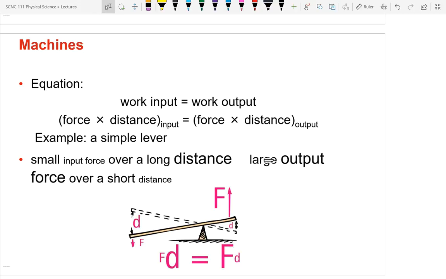So I have the weight over here that has to do with the distance as well. And the weight over here with the distance makes it balanced. What we're actually calculating here is called the torque.